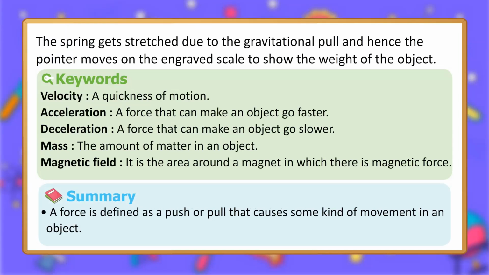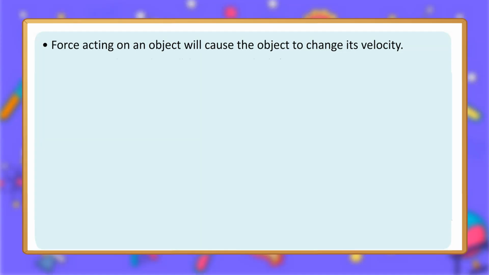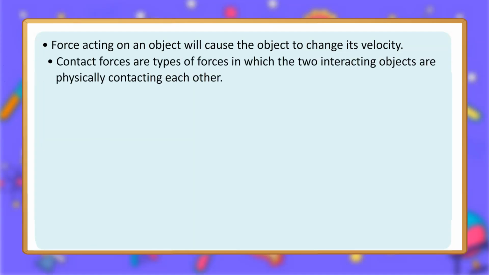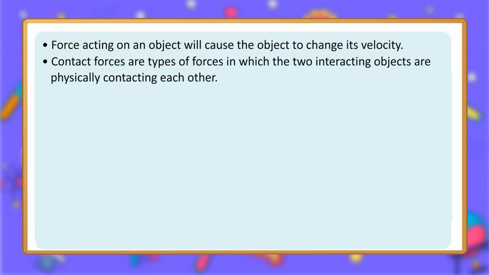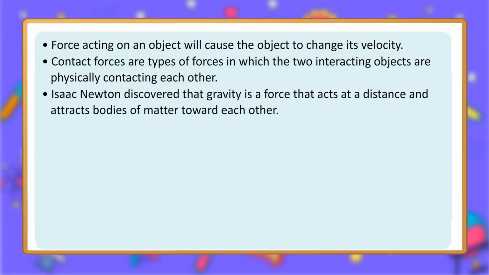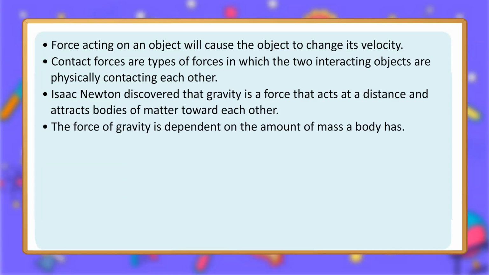Summary: a force is defined as a push or pull that causes some kind of movement in an object. Force acting on an object will cause the object to change its velocity. Contact forces are types of forces in which the two interacting objects are physically contacting each other. Isaac Newton discovered that gravity is a force that acts at a distance and attracts bodies of matter toward each other. The force of gravity is dependent on the amount of mass a body has.